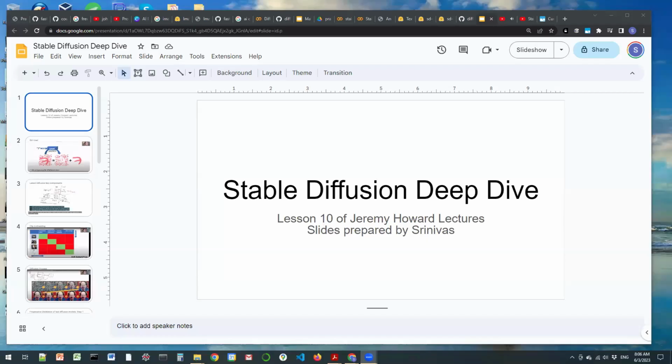Stable Diffusion. Basically, it's still a high-level introduction to the components that make up stable diffusion. So I believe folks should be able to see my screen now. Could one of you acknowledge that you can? Yeah, we can. Okay, great.